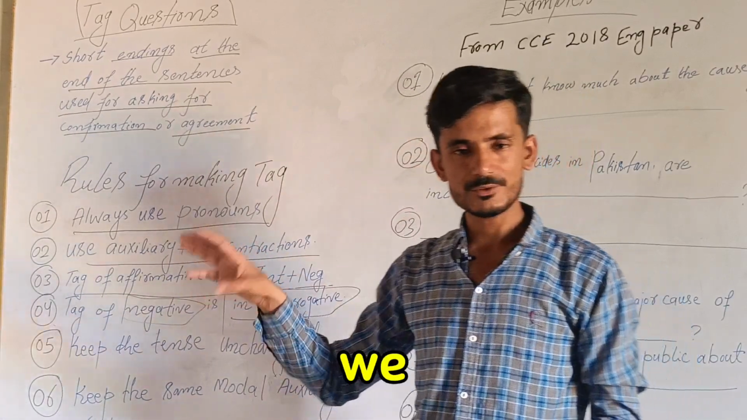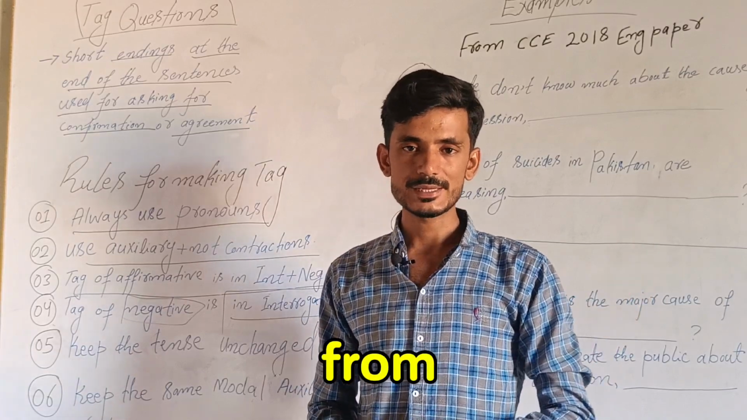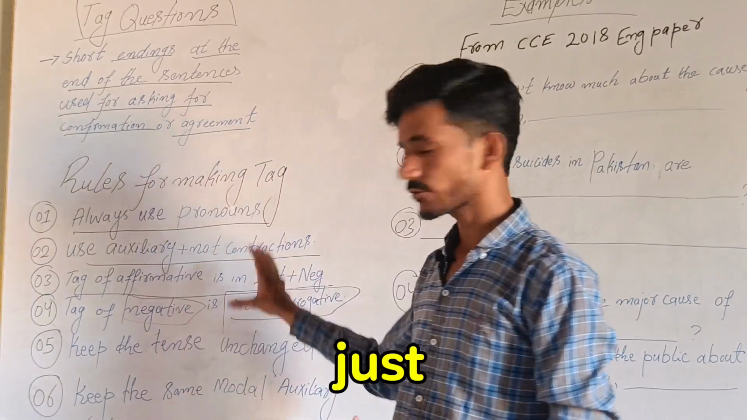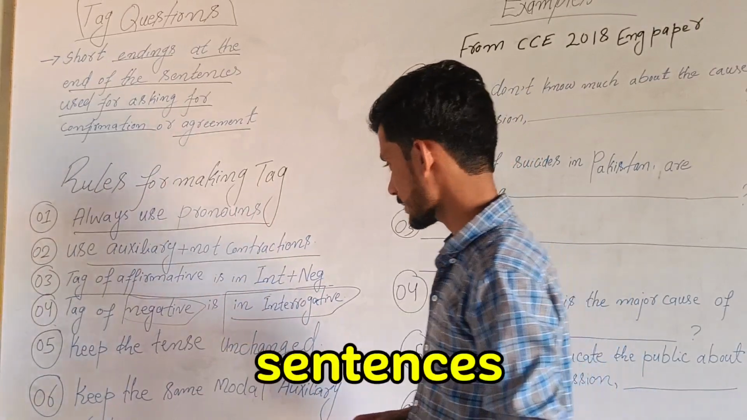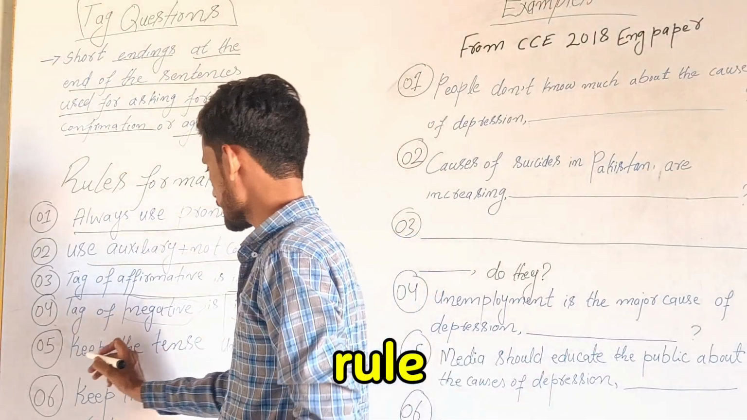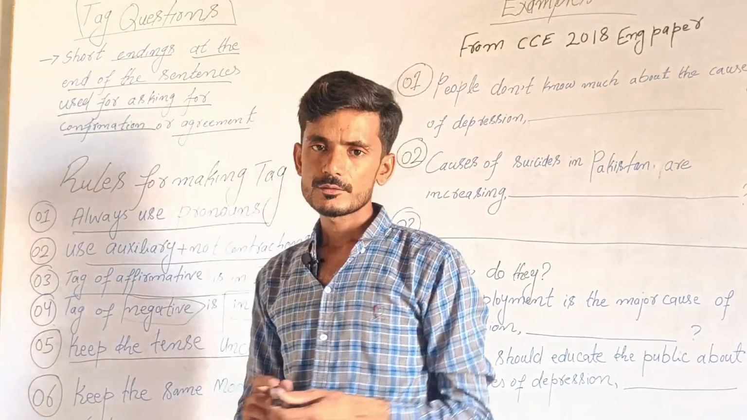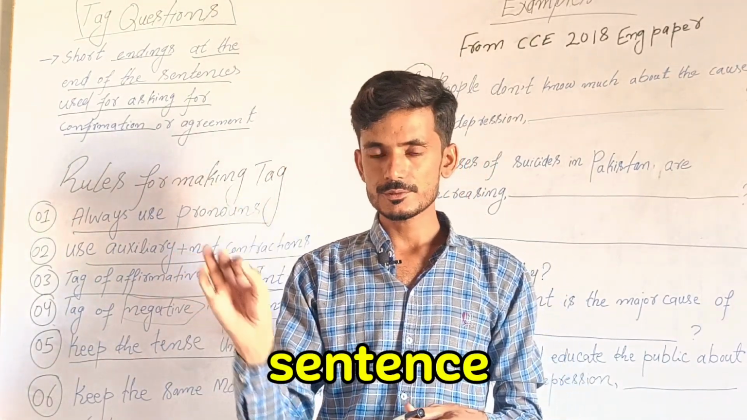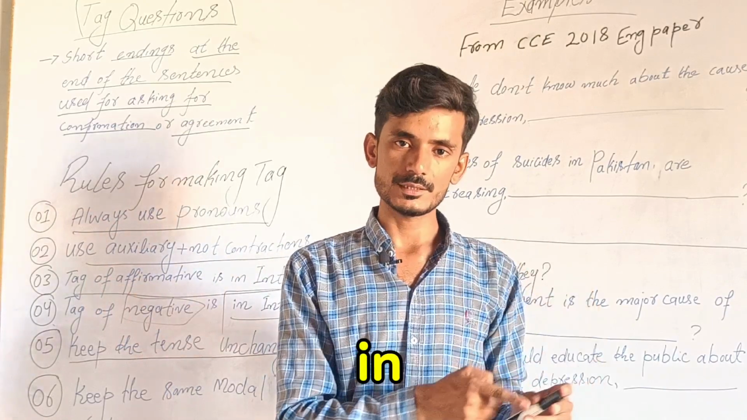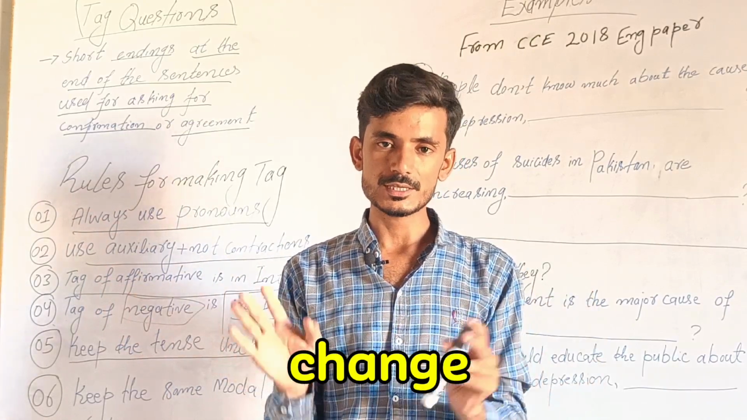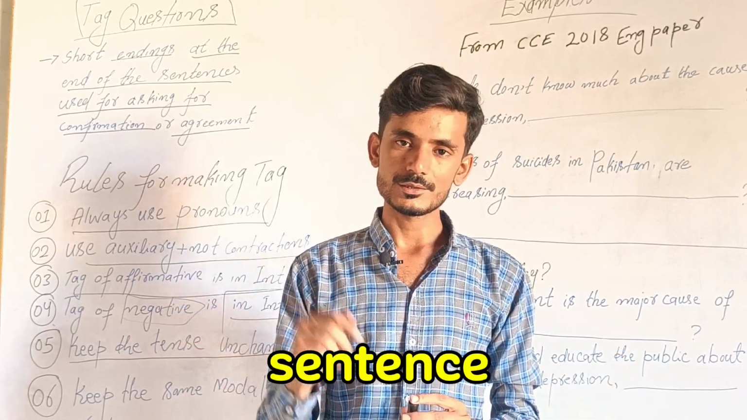These are just rules. We are going to make a lot of sentences here. We will also solve that question from the CCE paper. These are just rules. Keep these rules, digest these rules, and after that you will be able to solve the sentences. Dear students, rule number 5 says keep the tense unchanged. When you make a tag of a sentence, see which tense is used in the sentence and use that same tense in the tag. You're not supposed to change the tense of the tag. You have to use the same tense which is given in the sentence.